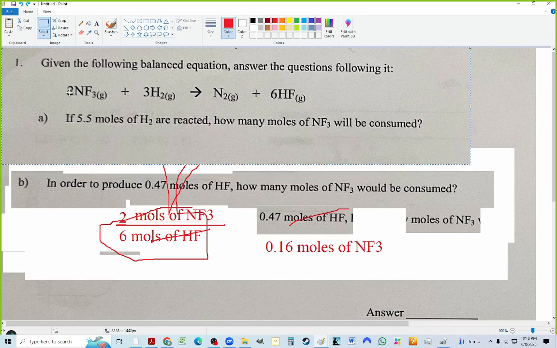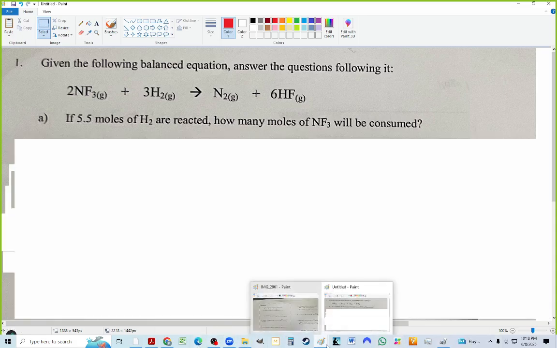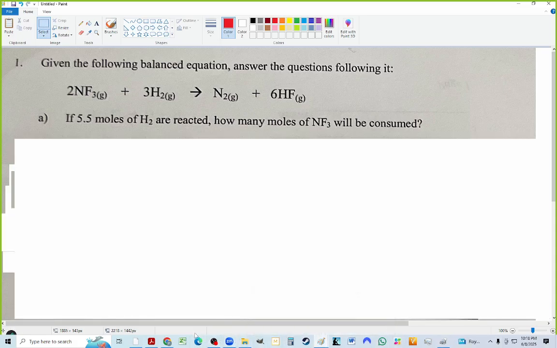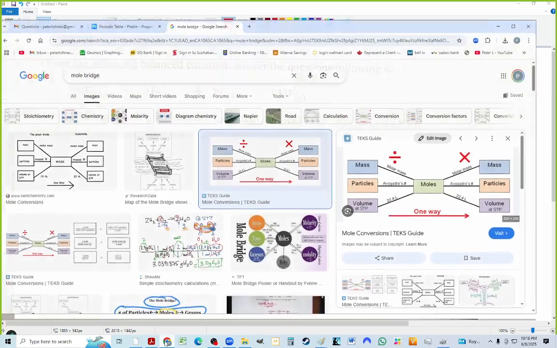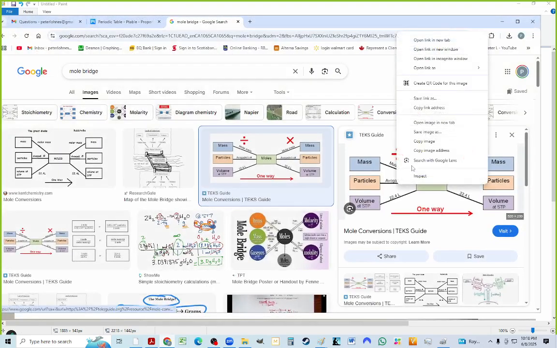There we go. Now, notice what units we've been working in over and over again. It's moles, isn't it? Moles, moles, moles. But notice that I talked earlier about the mole bridge, and I just want you to look very quickly at what I was talking about.